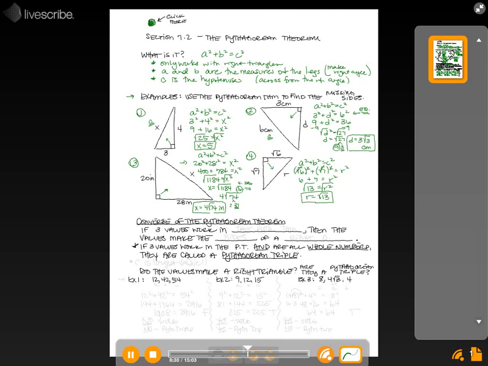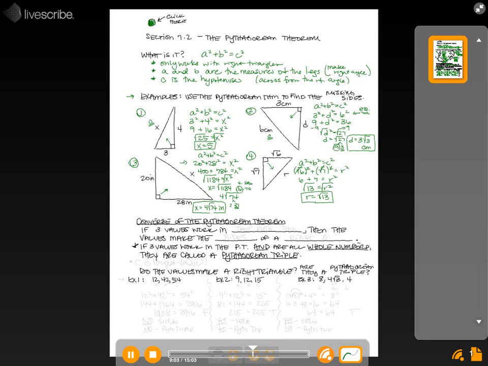Okay, those are our 4 examples for using the Pythagorean theorem to find the missing sides of a triangle. Now we're going to talk about the converse of the Pythagorean theorem. Remember, converse means we switch the hypothesis and conclusion, so it's just going to be the opposite. For the regular Pythagorean theorem, we start with a right triangle and plug in the sides to find the missing side. Converse is going to be backwards. We're going to take the 3 values and see if they make a right triangle.